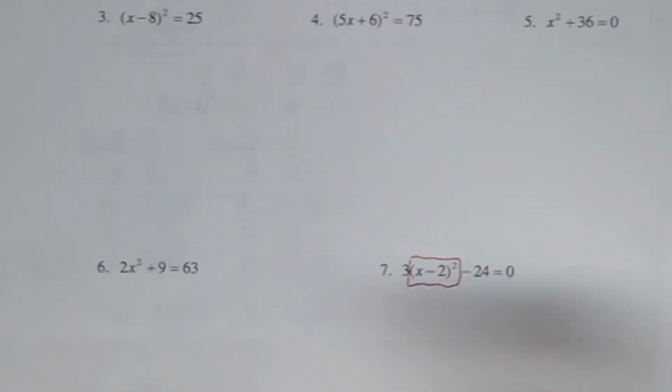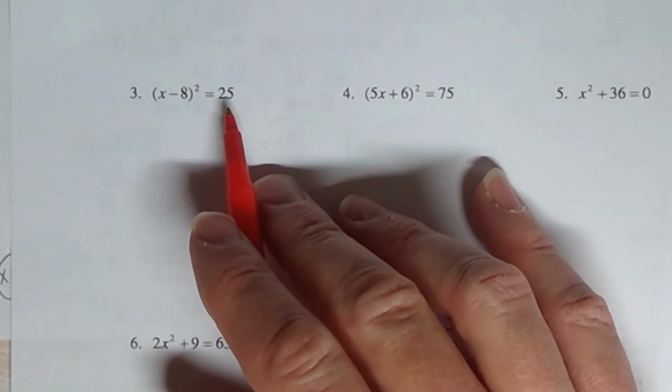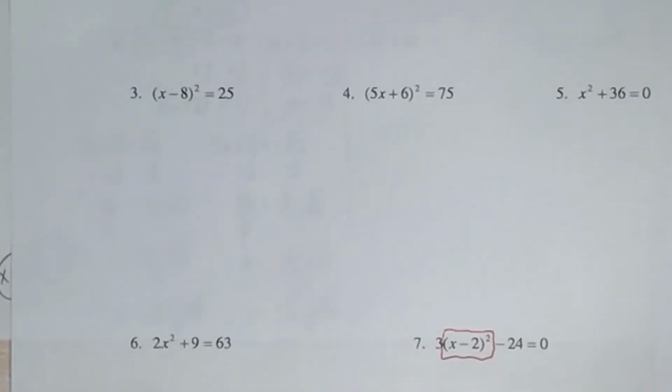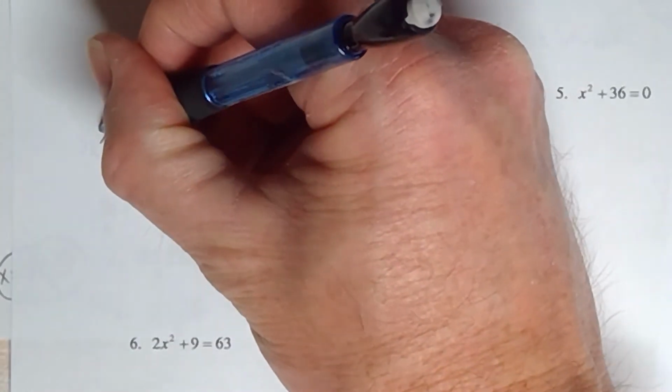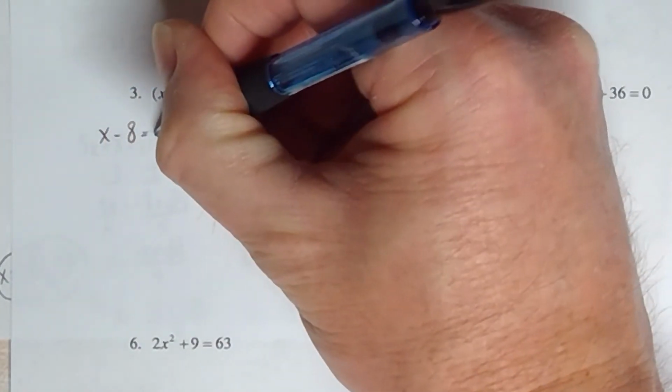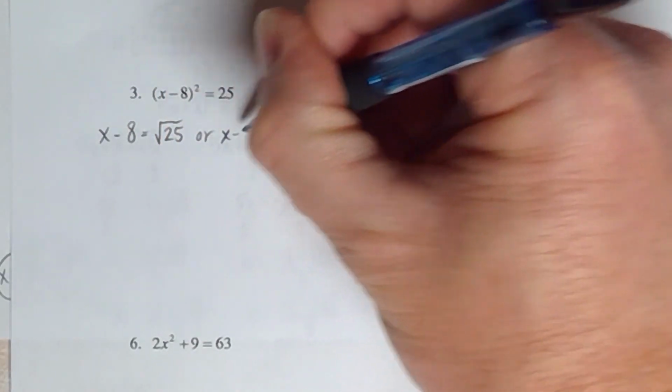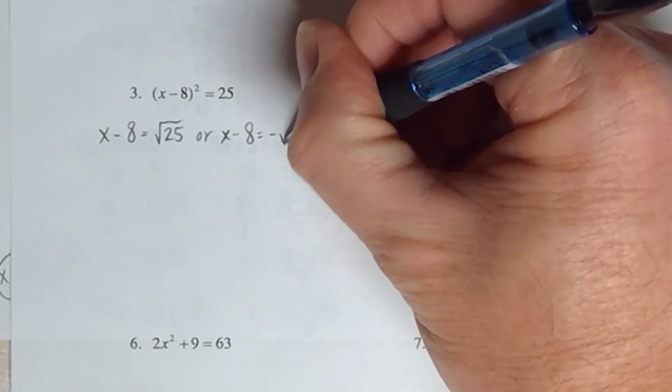One other note here. You are going to get a perfect square on the next step here. You know what? I'll just get you started. I'll just do the first step. So you're going to get x minus 8 equal to the square root of 25, right? And also x minus 8 equal to the negative square root of 25.